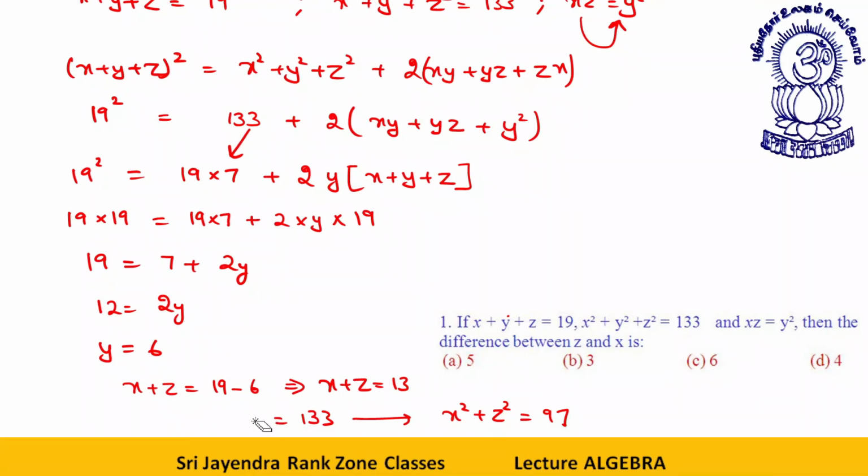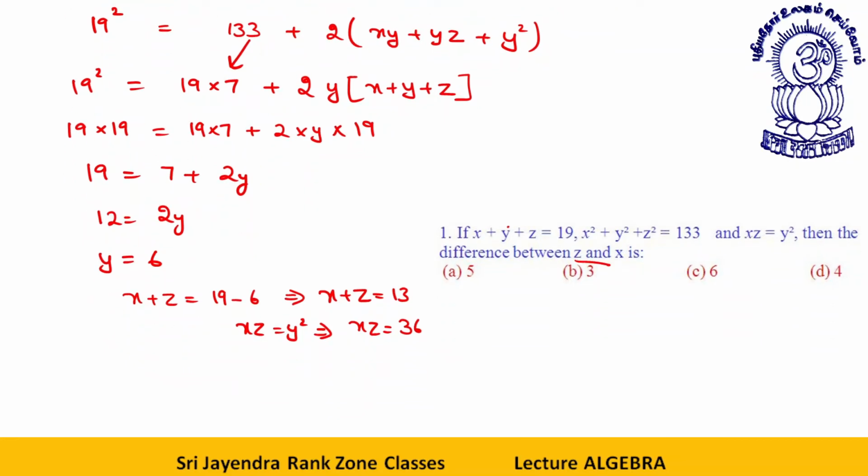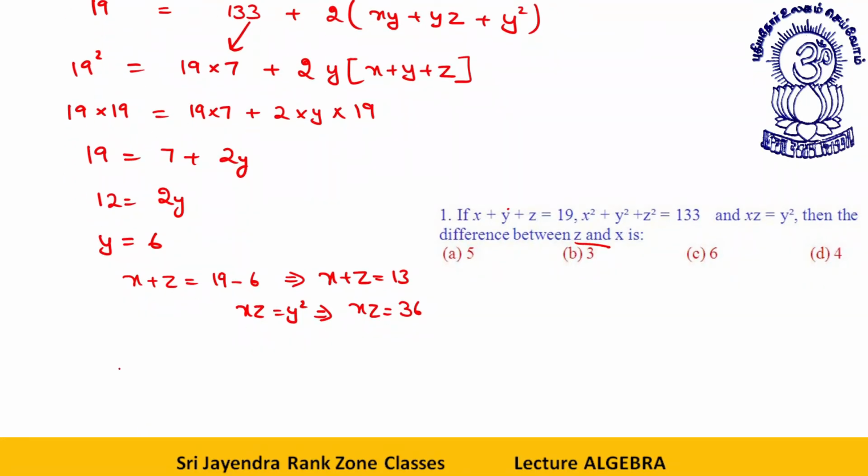What we need is the other equation that is given to us, xz is equal to y square. This implies xz is equal to 36. Now you need to find the difference between z and x. How can you find the difference between z and x? I have told you a formula initially. What is the formula which I told you initially? (x minus z) square. (a minus b) square is what? (a plus b) square minus 4ab. Okay, now the things are easy.